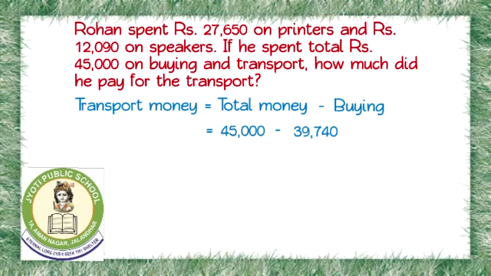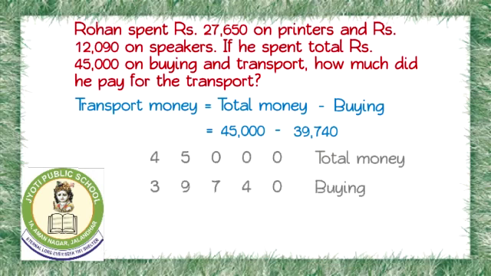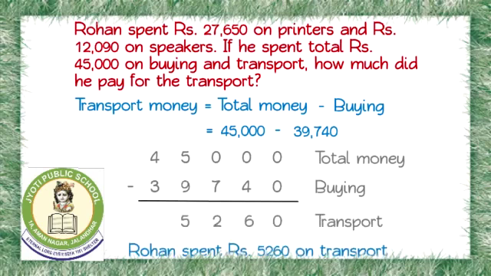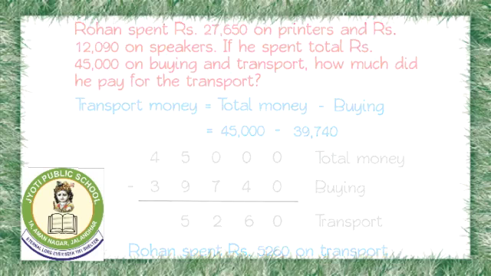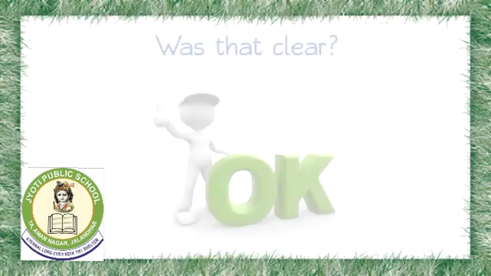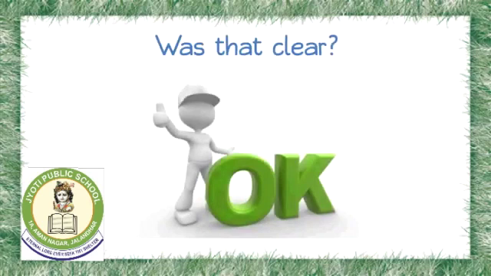Now, we have to find the money spent on transport. The money spent on transport is the total money minus the money spent on buying the things. Let's do the subtraction. Rohan spent rupees 5,260 on transport. Was that clear? Okay.